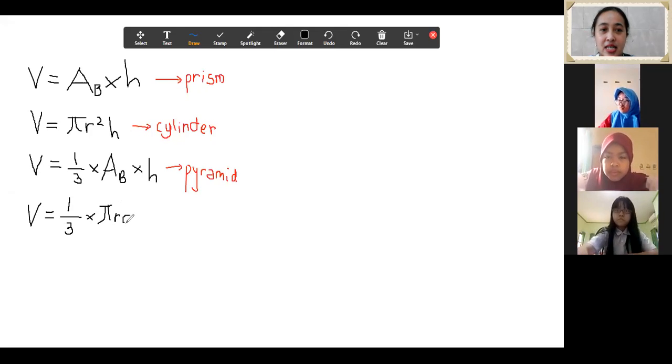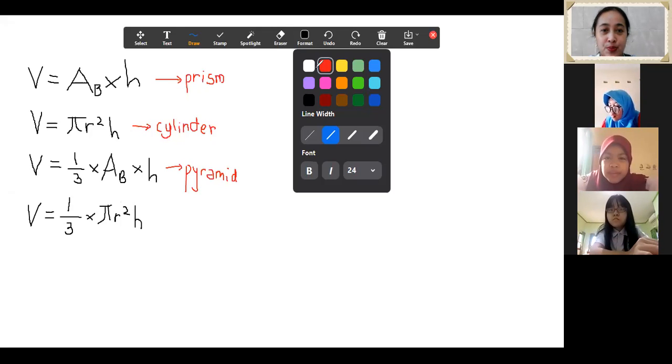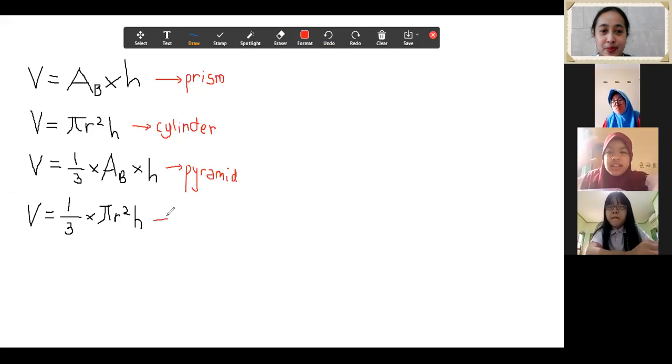So friends, if I have a cube, the side is 2 meters, what is the volume? 8 meters. Yes, 8 meter what? Cube. Yes, that's right, 8 meter cube.